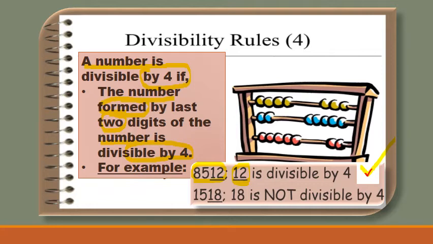In another example, let's take the number 1518. Look at the tens and units digits. The number formed is 18. Is 18 divisible by 4? No, it is not, because we get 16 remainder 2 if we divide 18 by 4. Therefore, 1518 is not divisible by 4.